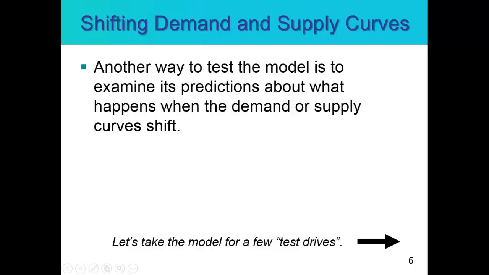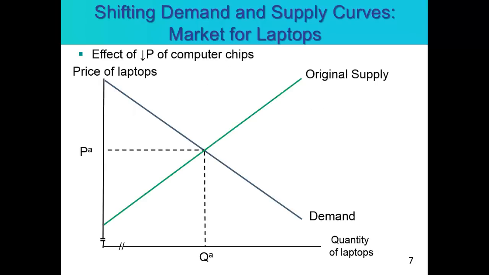Now in the last video we left off here where we said we're going to now consider what kind of predictions this model will make if we have a shift or a change in the demand or supply curve. So let's take a look here at the market for laptops. The market is currently in equilibrium, but notice up at the top we have some event that has happened.